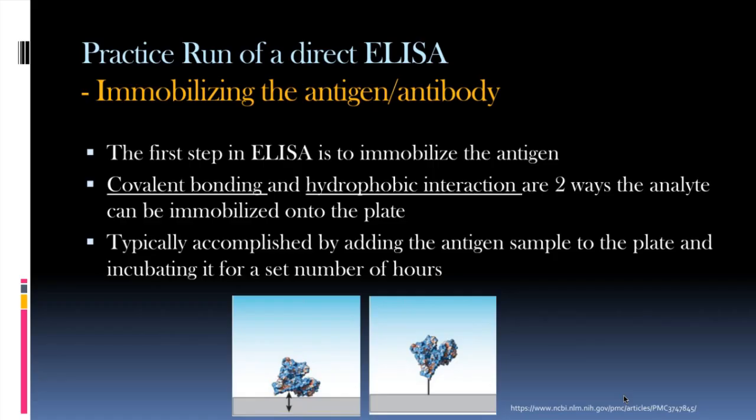A second way could be through hydrophobic interactions. And so the plate, again, will be designed in such a way that there are strong and multiple hydrophobic interactions with the antigen to keep it immobilized onto the plate. So this is typically accomplished by the first step of the ELISA, which is adding your antigen to the sample, and it will need to be incubated for a number of hours. So typically 1 to 4 hours at room temperature will be enough time for the antigen to conjugate or immobilize to the well.